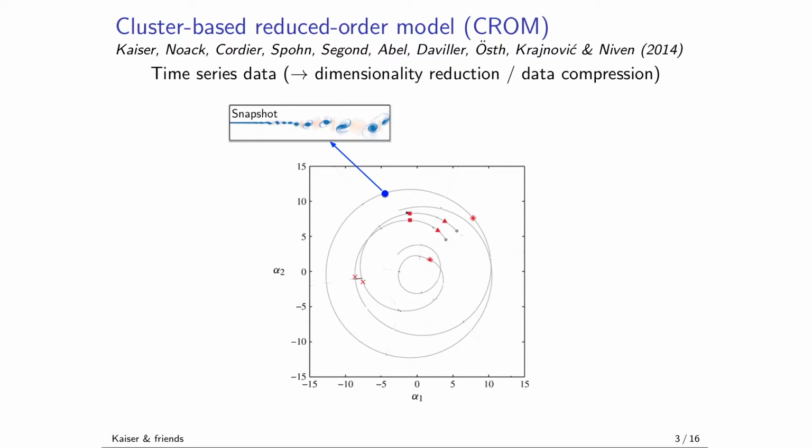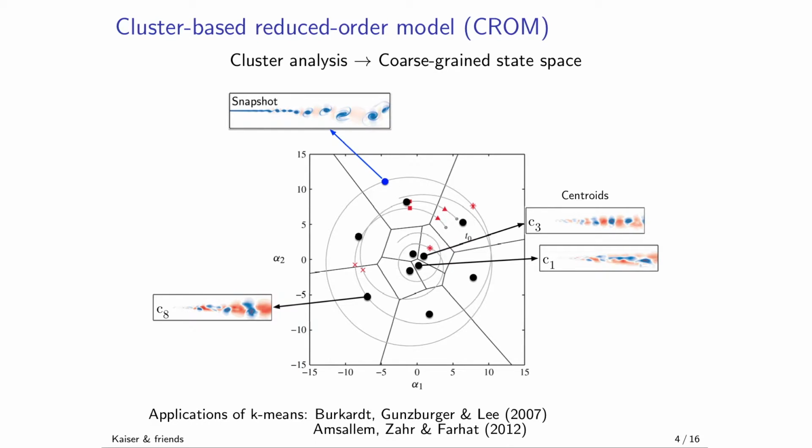Starting point of CROM is a time-resolved data sequence. In particular, we are looking here at a sequence of velocity snapshots as typically obtained from experiments using particle image velocimetry or from numerical simulations. The gray line represents the trajectory in phase space, and of course this space is much higher dimensional than shown here. We then partition the phase space using an unsupervised clustering algorithm such as k-means by grouping kinematically similar snapshots together.